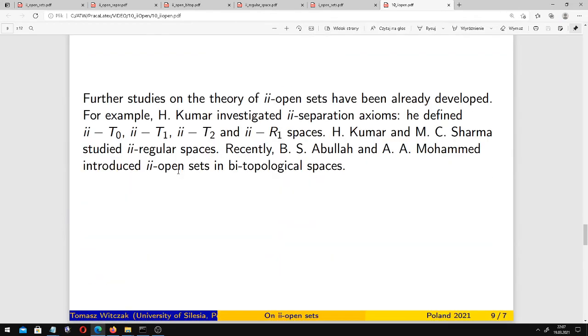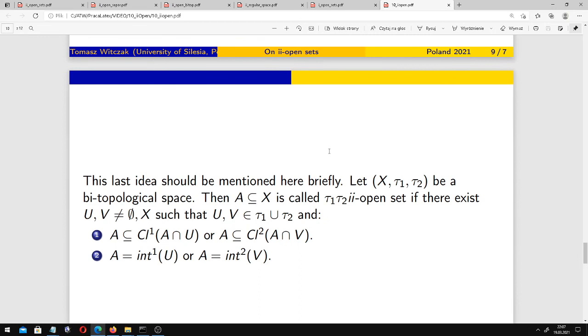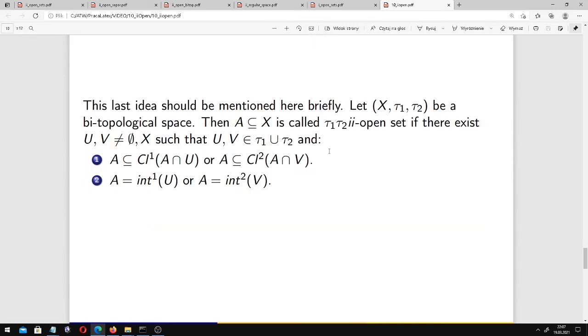Further studies on the theory of II open sets have been already developed. For example, Kumar investigated II separation axioms. He defined them in a manner similar to the one known from the theory of typical separation axioms. Kumar and Sharma studied II regular spaces, and recently Abdullah and Mohammed introduced II open sets in B topological spaces. So in the spaces with two topologies. And this last idea should be mentioned here, at least briefly.